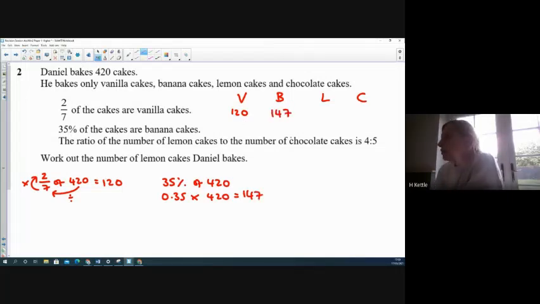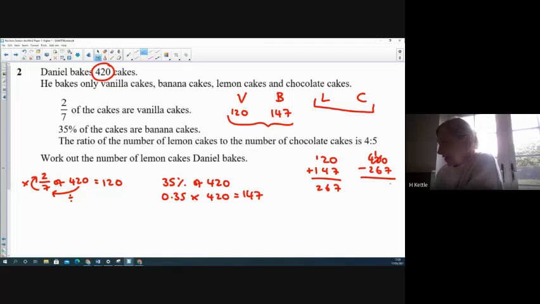The ratio of lemon to chocolate is 4:5. Now that's only looking at lemon and chocolate. So we don't want to use 420 for this, because the 420 would involve the vanilla and the banana. What we want to do is add those together to get 267. We add these, 120, add 147 is 267. And we want to take that away from 420 just to find out how many we're working with for lemon and chocolate. So 420 minus 267. Then again, you've got a calculator, so you can use your calculator for this, or you can just do it like this, 153. So we've then got to split 153 in the ratio 4:5.